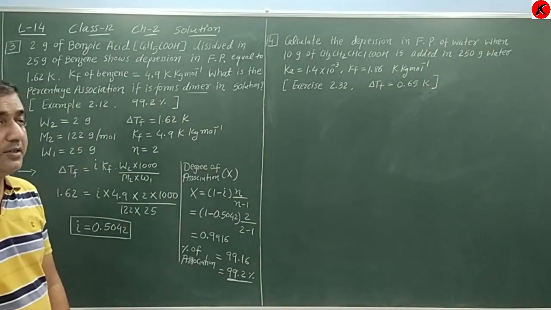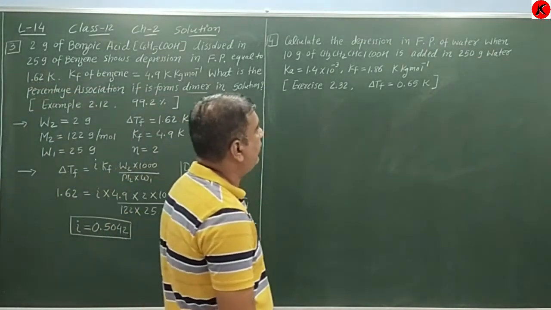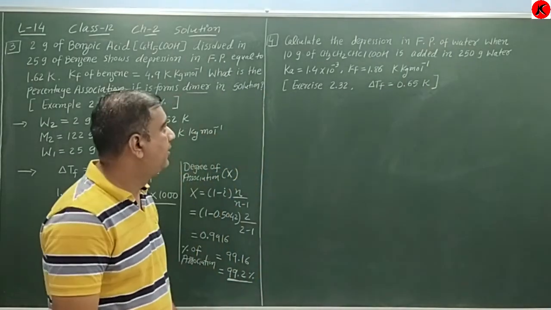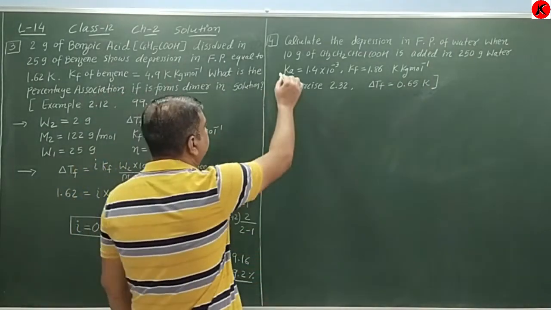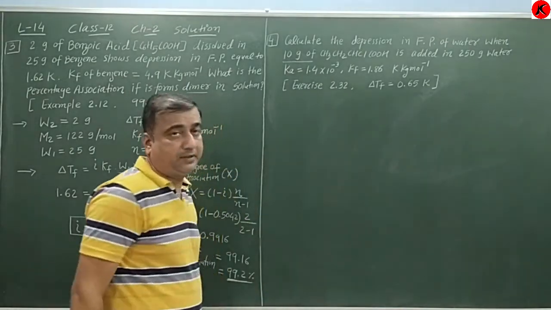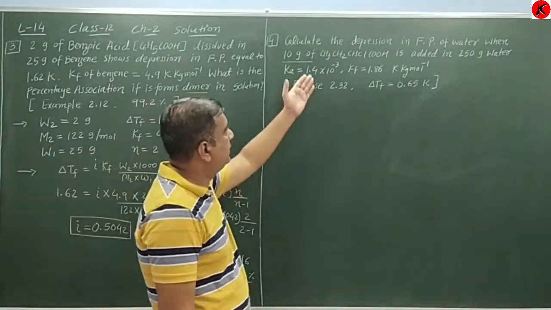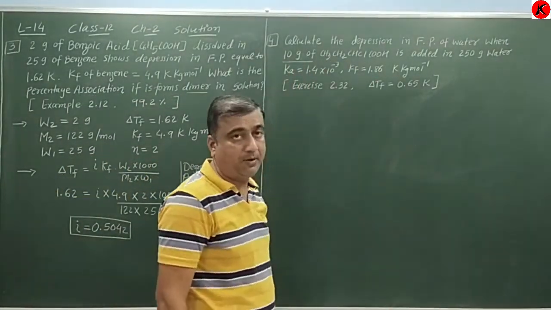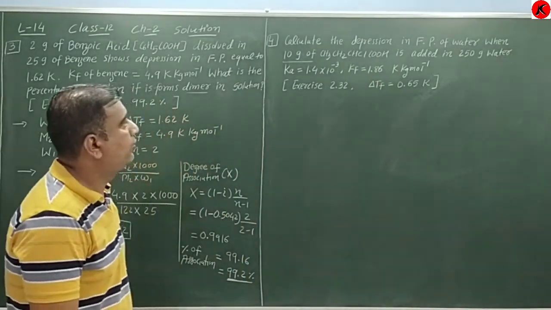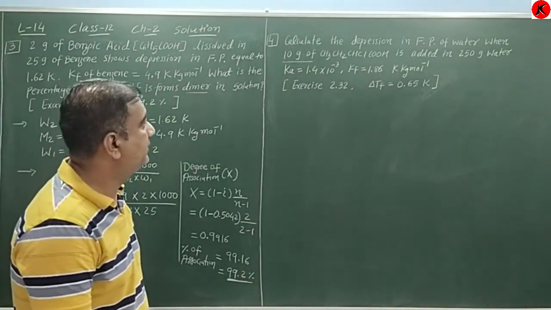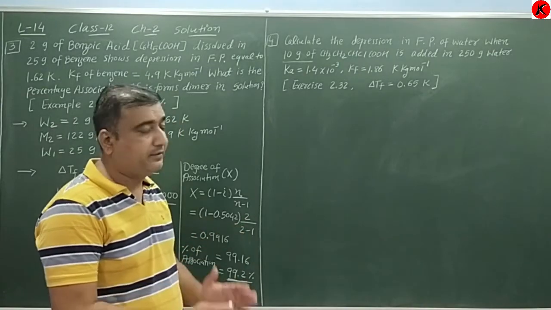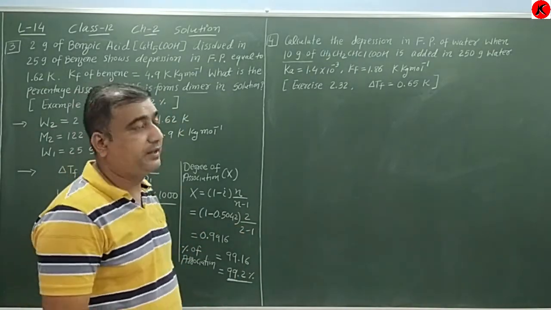Now next example: calculate the depression in freezing point of water when 10 gram of CH3CH2CHClCOOH, that means 2-chlorobutanoic acid, is added to 250 gram of water.